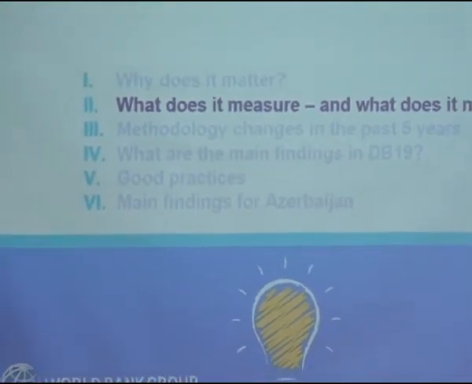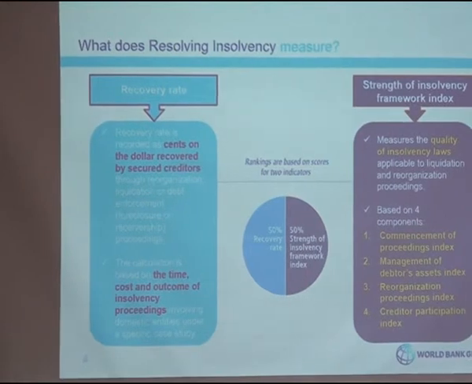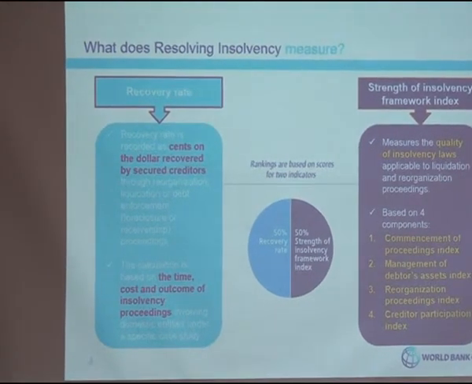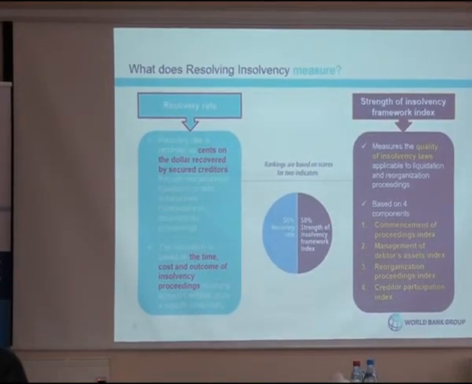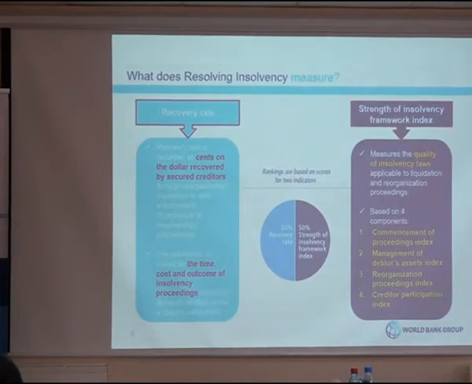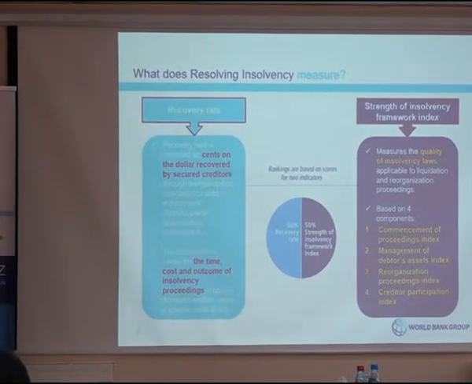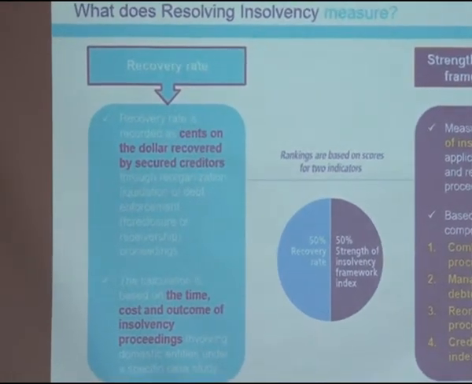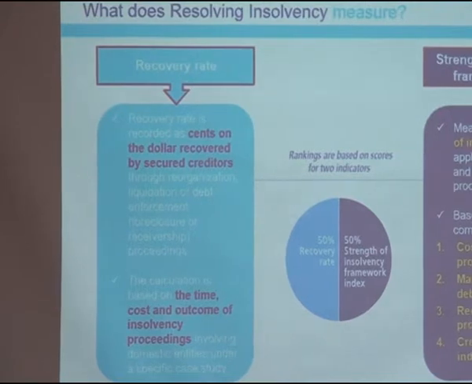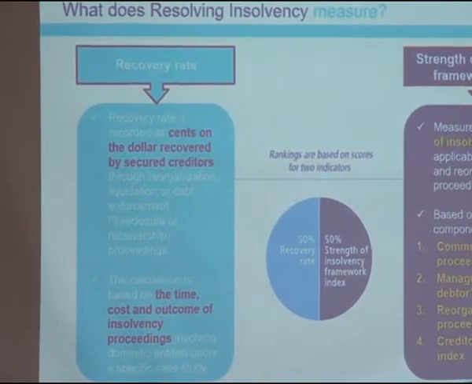So let's talk a little bit more about what the resolving insolvency indicator measures and what it doesn't. First, the indicator is divided into two indices. The first one talks about the recovery rate, and I'll talk in a little bit about what the recovery rate indicator includes. And the second part talks about the Strengths of Insolvency Framework Index. This index measures the quality of insolvency laws that are applicable to liquidation and reorganization proceedings. This index is solely based on the law, and it's composed of four indices.